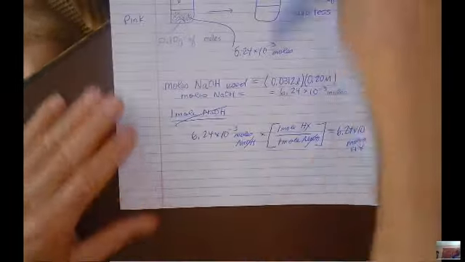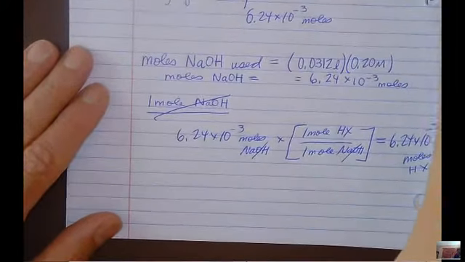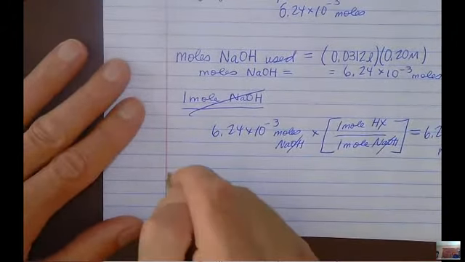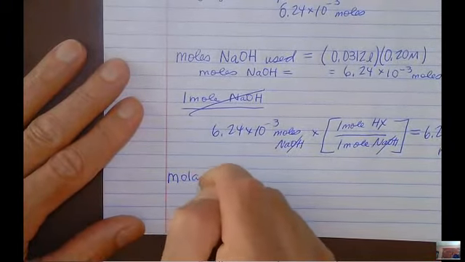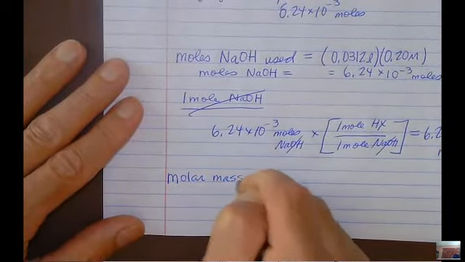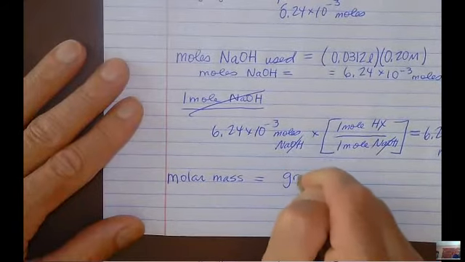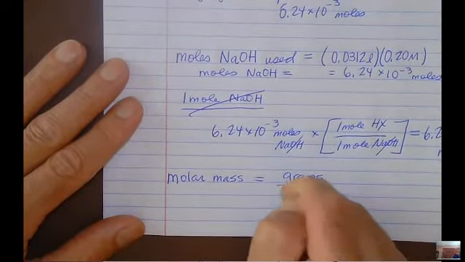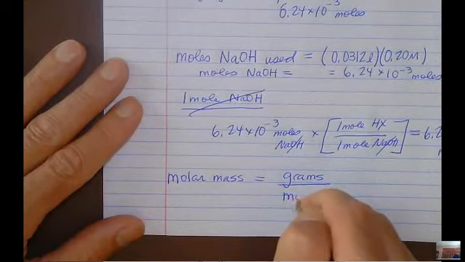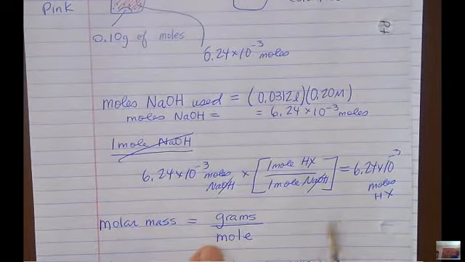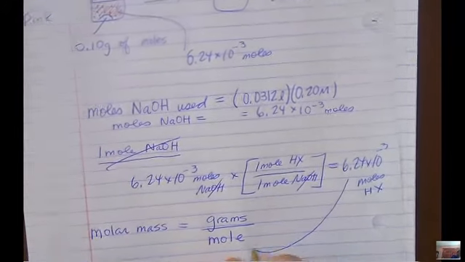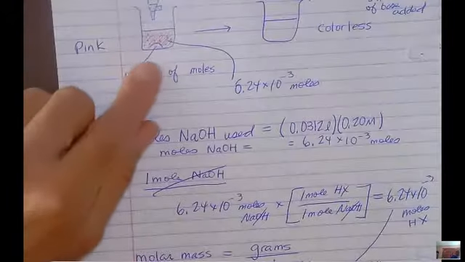Okay, last step. Make it a little bit bigger. The molar mass of something, right, is the number of grams per mole, right? Think about that. Well, we independently have the moles that we just solved for, and we had the grams all along because we started with 0.1 grams.